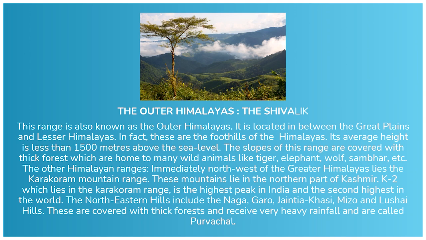wolf, sambhar, etc. The other Himalayan ranges: immediately northwest of the Greater Himalayas lies the Karakoram mountain range. These mountains lie in the northern part of Kashmir. K2, which lies in the Karakoram range, is the highest peak in India and the second highest in the world. The northeastern hills include the Naga, Garo, Jaintia, Khasi, Mizo and Lushai hills. These are covered with thick forests and receive very heavy rainfall and are called Purvanchal.